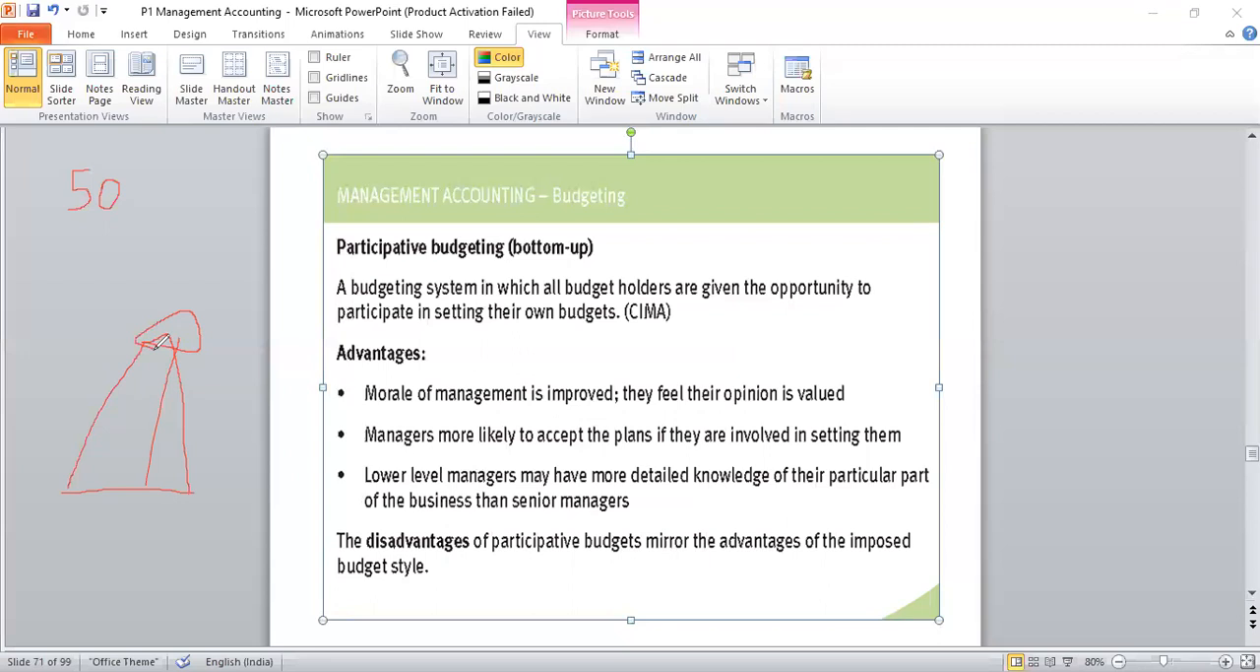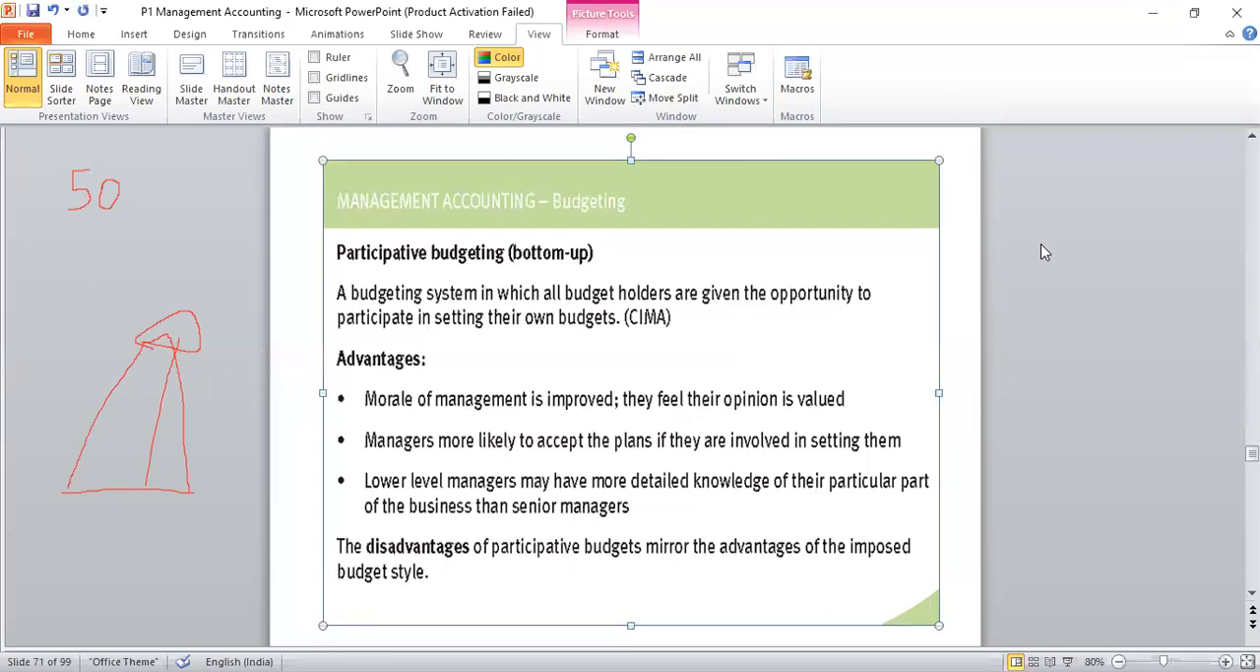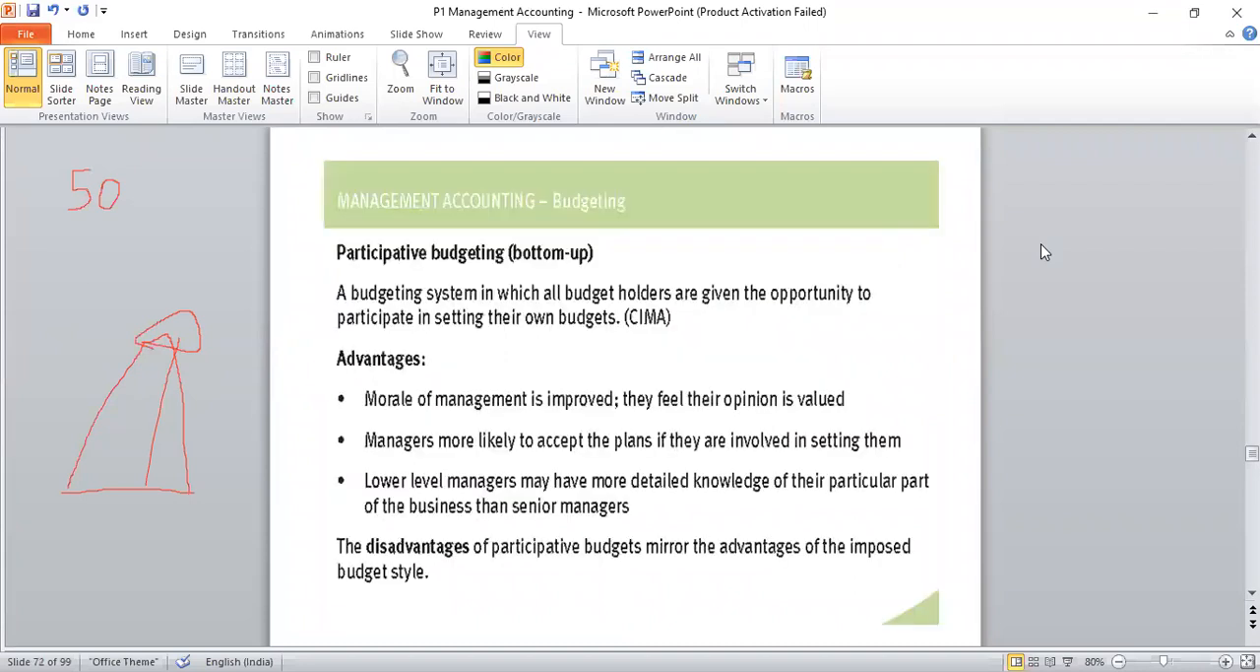The disadvantages are it is time taking, and there could be budget slack. The disadvantages of participative budgets mirror the advantages of the imposed budget style. So whatever was the advantage part of it, here can become a disadvantage. Because the advantage there is less time taking, here it is more time taking.